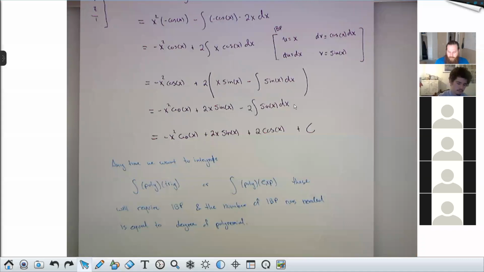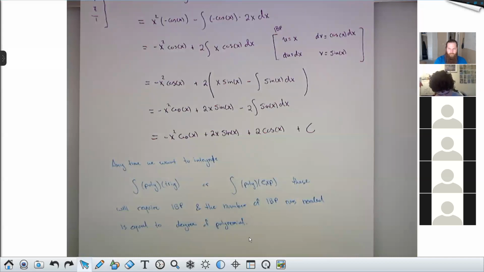Like in this problem, I had a degree 2 polynomial, x squared times sine x, and I needed 2 runs of IBP. If I wanted to integrate x cubed minus 5x plus 7 times e to the x, I would have to run integration by parts 3 times, because the degree of that polynomial is 3. So anytime you want to integrate polynomial times trig, or polynomial times exponential, you're going to use integration by parts, and the number of times you need to use the IBP formula is always the degree of the polynomial.